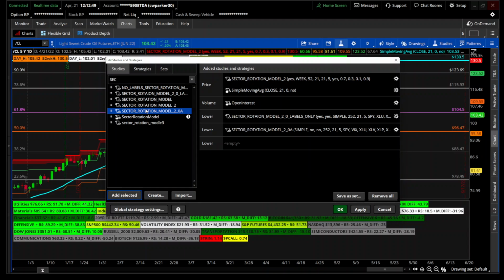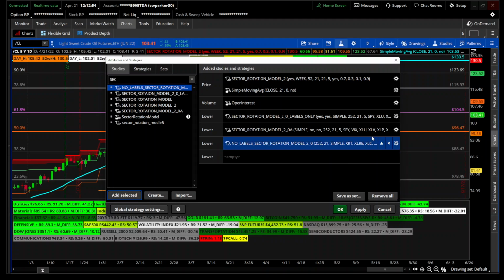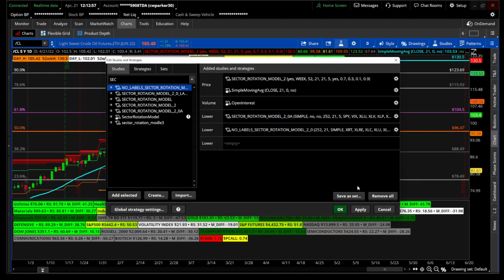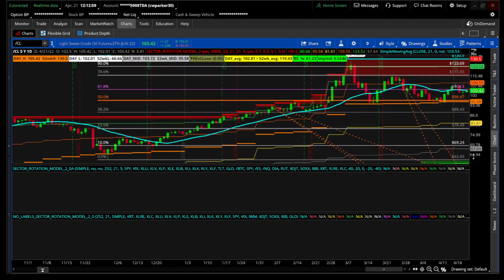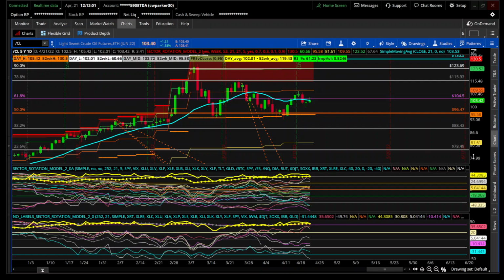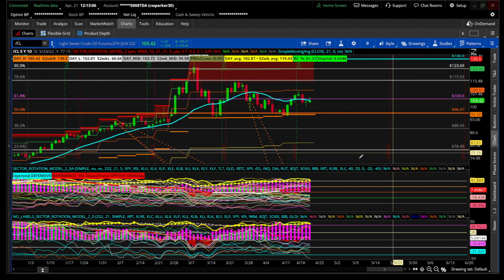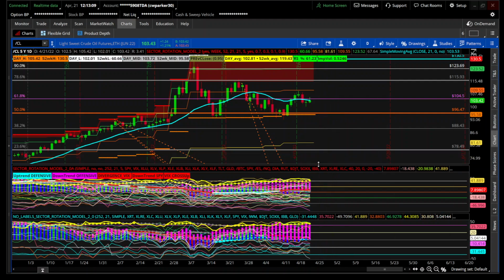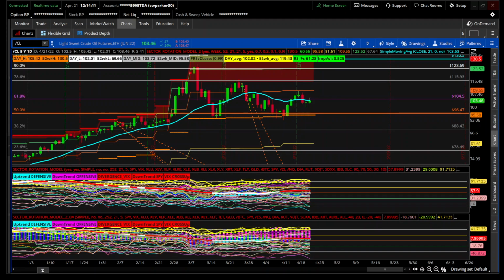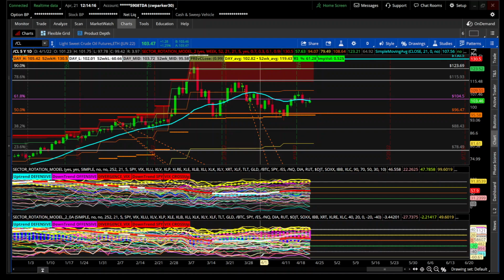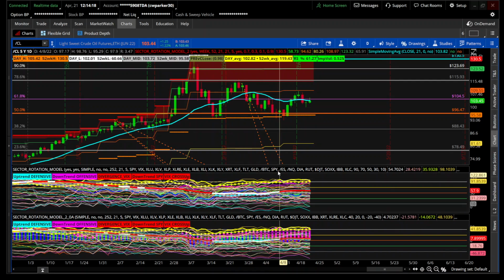Let's see, sector, no labels. Get rid of the labels. And there's going to be two options for the labels. You can get the MACD version or you can get the regular version.